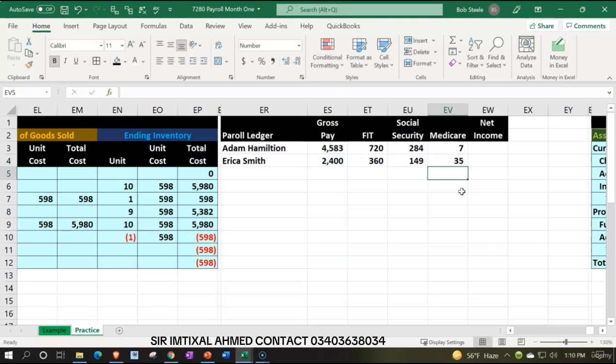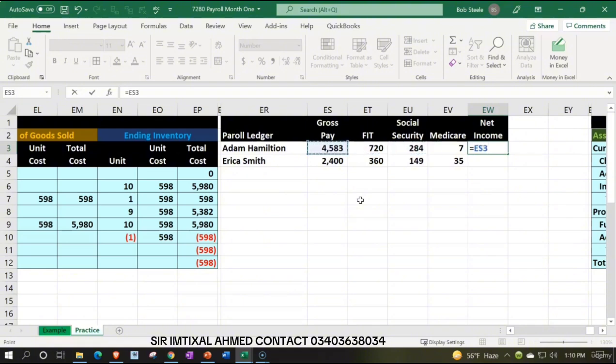So that means that they earned, for example, Adam earned $4,583, but then we're going to take from them, or we will never give them, in other words, we will withhold part of their earnings, not because we get to keep it, but because we have to pay it on their behalf, in theory, to the government, these amounts: FIT, Social Security, and Medicare. So you can calculate this way. You could say I want that 4,583 gross pay minus the FIT, federal income tax, minus the Social Security, minus the Medicare.